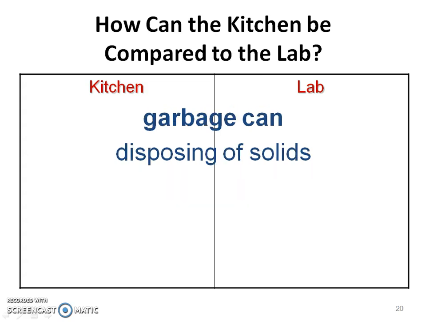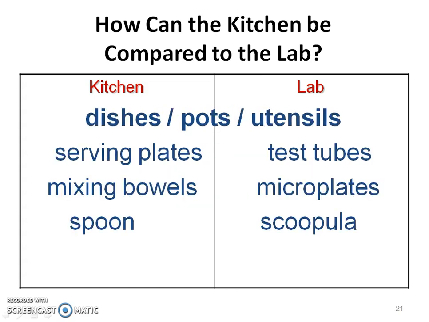The garbage can is to dispose of solids. How about your dishes and your pots and your utensils? Very similar. I said that the scoopula was very similar to your spoon. So if you have something like that as well.